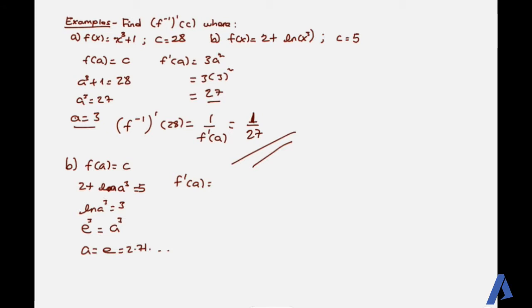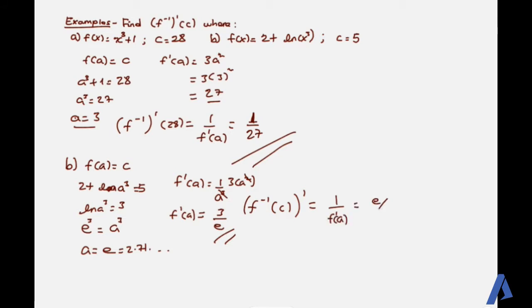2 plus ln a cubed is our function. So 1 over a cubed, the constant being 0, times 3a square, this simplifies to 3 over a, which is equal to e. So f derivative at a is 3 over e. Then the derivative of the inverse at c is equal to 1 over f derivative at a, which means e over 3, the reciprocal.